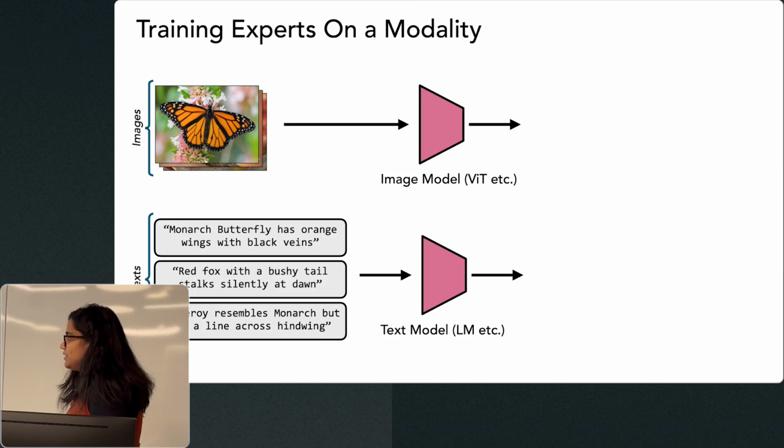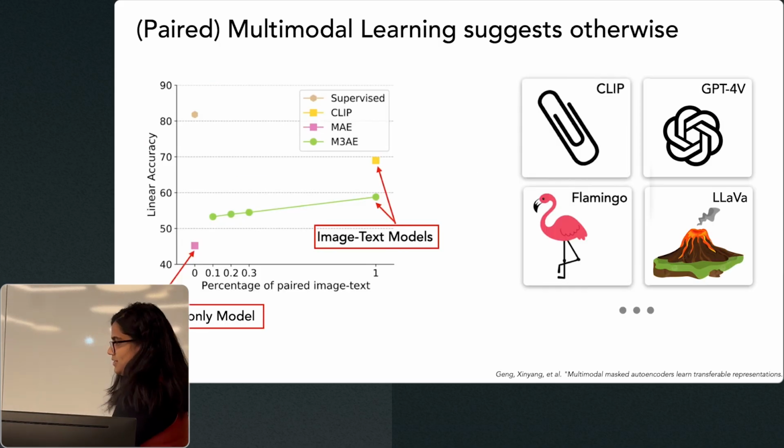So the conventional wisdom says that to get a better model, you just need more data of that modality. For instance, if you need a better text model, you need more text. And if you need a better vision model or a better image model, you need more images. But there has been some research which actually suggests otherwise.